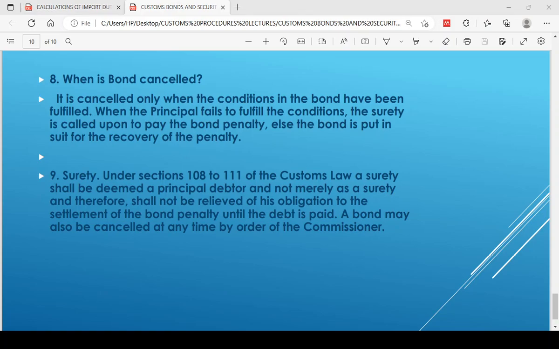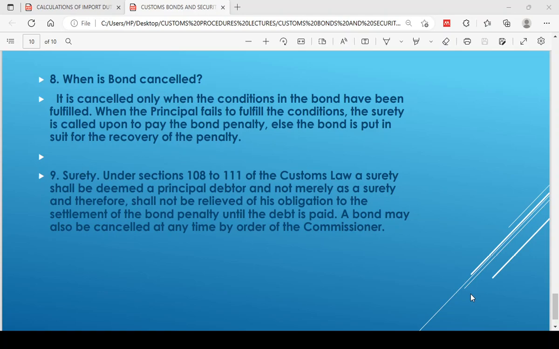Surety under sections 108 to 111 of the Customs Law, surety shall be deemed a principal debtor and not merely a surety, and therefore shall not be relieved of his obligation to the settlement of the bond penalty until the debt is paid. A bond may also be cancelled at any time by order of the Commissioner of Customs. Very important. So that is the end of Customs bond.